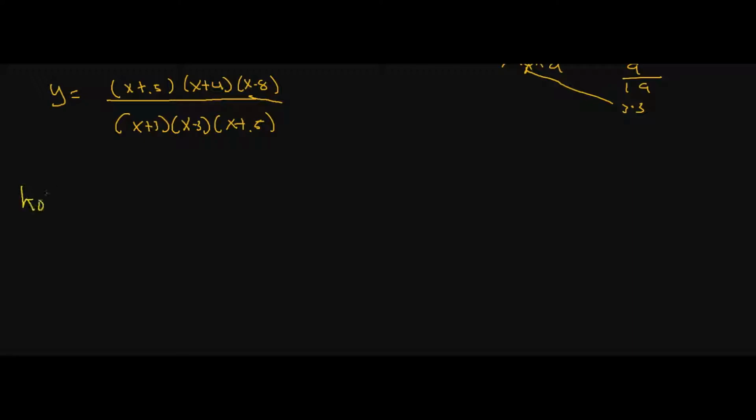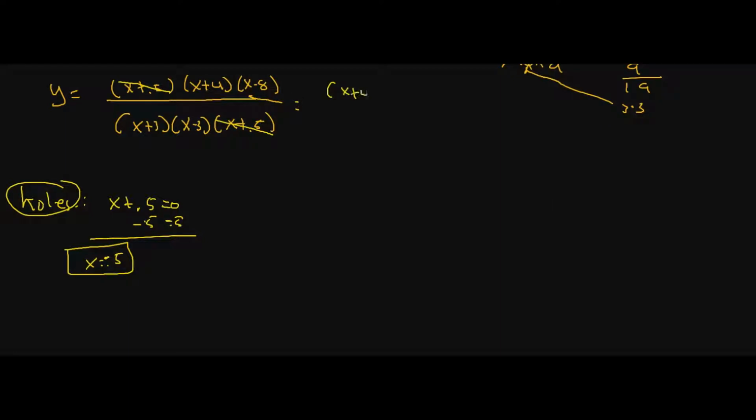Let's officially identify the holes of the function. I notice this is the same top or bottom, so we're going to get x plus 0.5 equals 0. Subtract 0.5 from both sides and we're going to get that x equals, oops, negative 0.5, I should say. All right, I'll just rewrite this so that it's nicely organized: (x plus 4)(x minus 8) all divided by (x plus 3)(x minus 3).